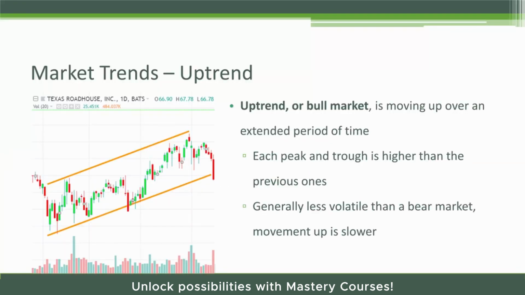There are 3 kinds of market trends that we're going to talk about today. The first trend is the uptrend or bull market. And this is a move upward in a market over a fairly extended period of time. In a bull market, each peak and trough is higher than the previous one. What that means is each movement up followed by a subsequent movement down is higher than the previous movement up and movement down. Bull markets are generally less volatile than bear markets. It's not always the case, but usually. And the movement in a bull market is usually slower when compared to a bear market.